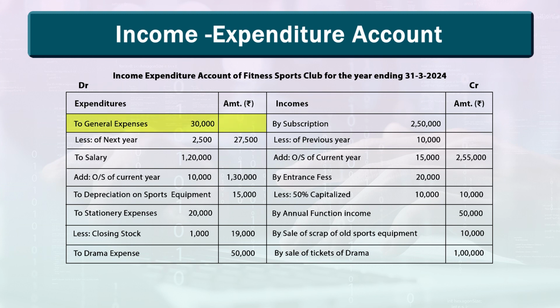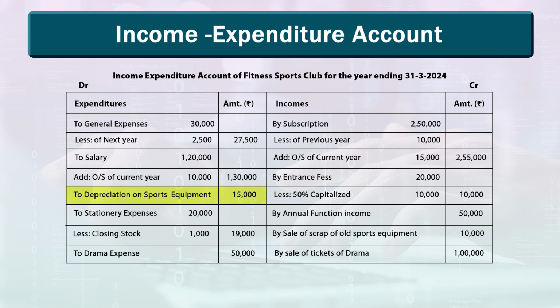There is general expenses of rupees 30,000. From it, we deduct the next year expenses of rupees 2,500. The amount recorded is 27,500 rupees. The next entry is of salary of rupees 1,20,000. In it, we add outstanding of current year of rupees 10,000. The amount recorded is 1,30,000 rupees.